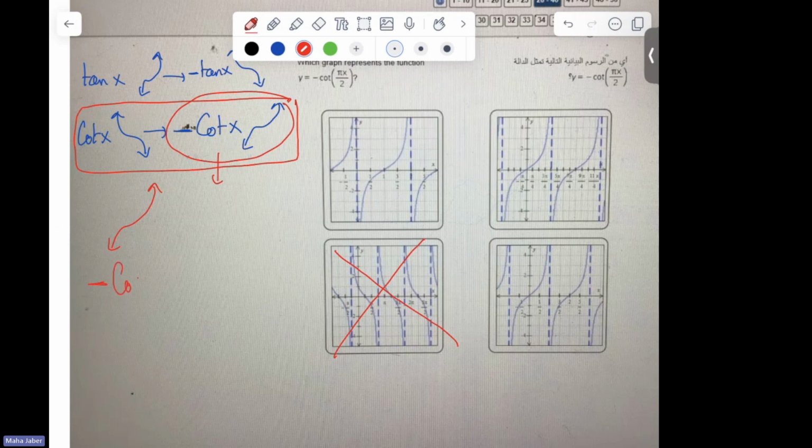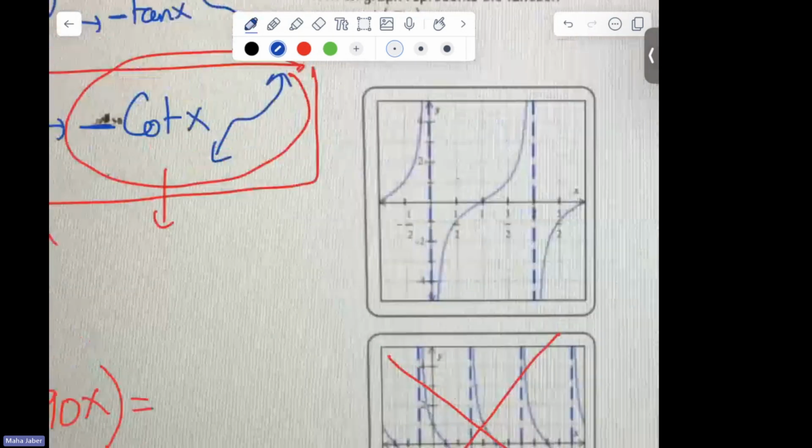You will use minus cotan. You will change pi over 2 into 90x, but cotan, you don't have cotan in your calculator. You will say minus cosine 90x over sine 90x. We will use this one because cotan is cosine over sine. Now let's go and select this one.